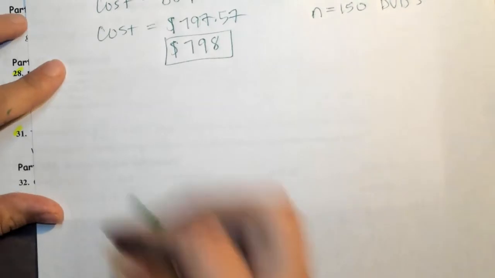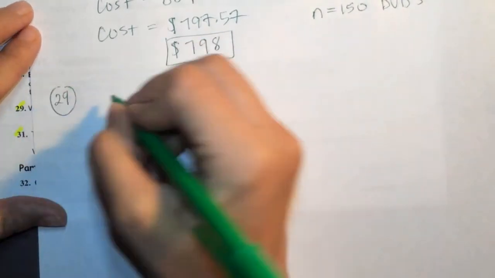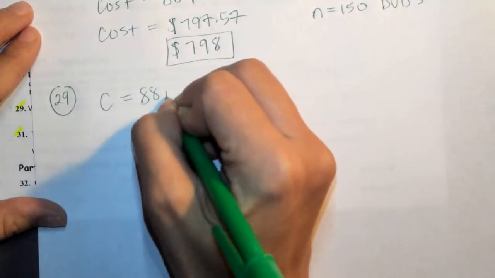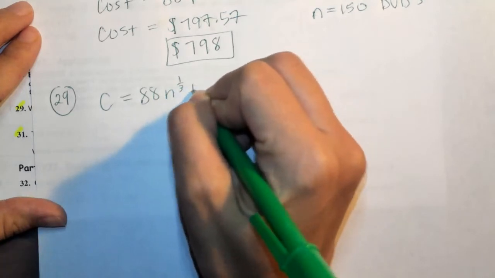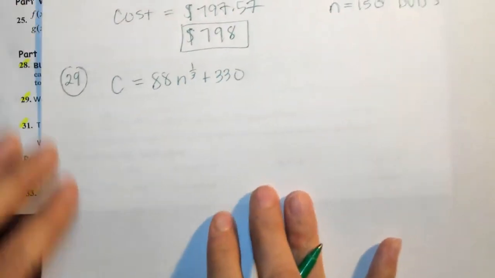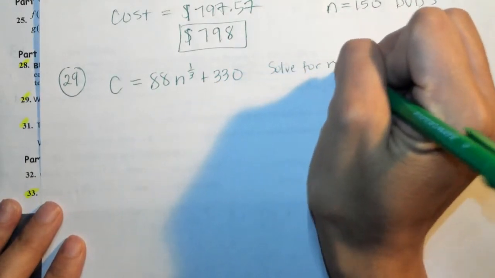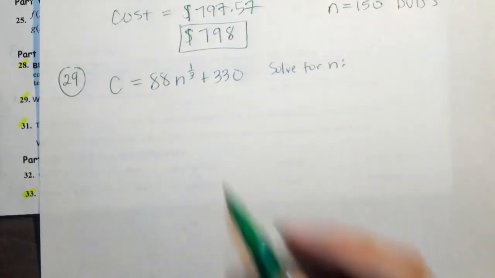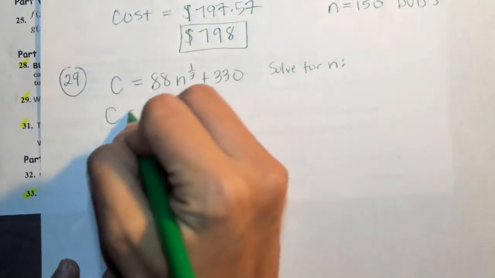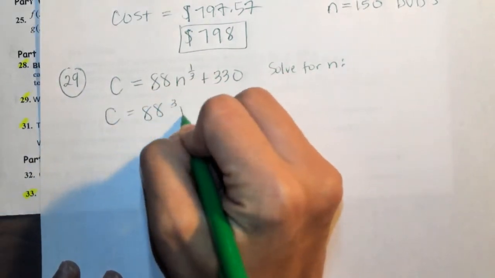So for number 29, I have C equals 88 N to the 1/3 plus 330. So I want to solve for N. That's really what this problem's asking us. They just kind of worded it differently. So I'm going to go ahead and rewrite this as the cube root of N.